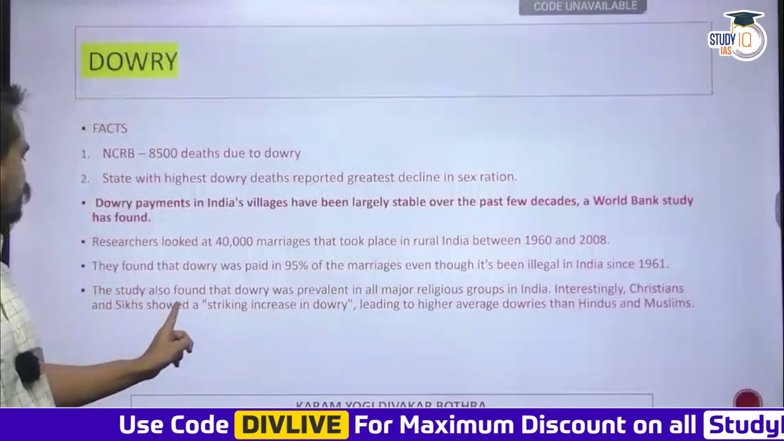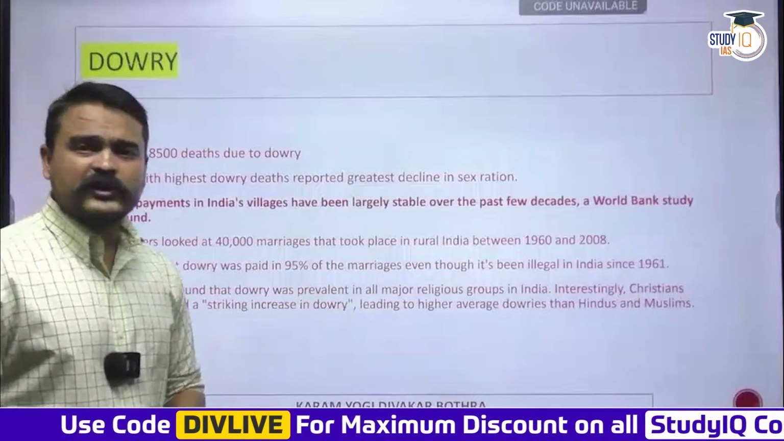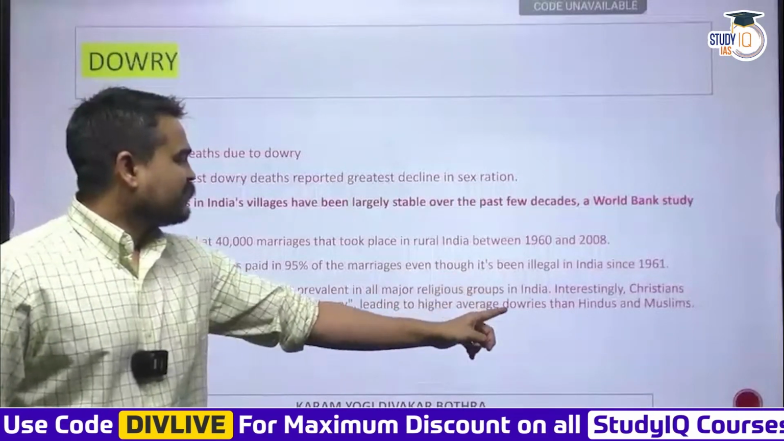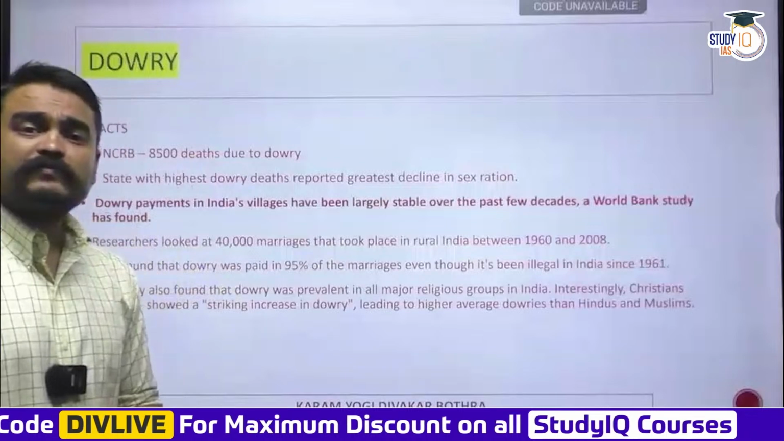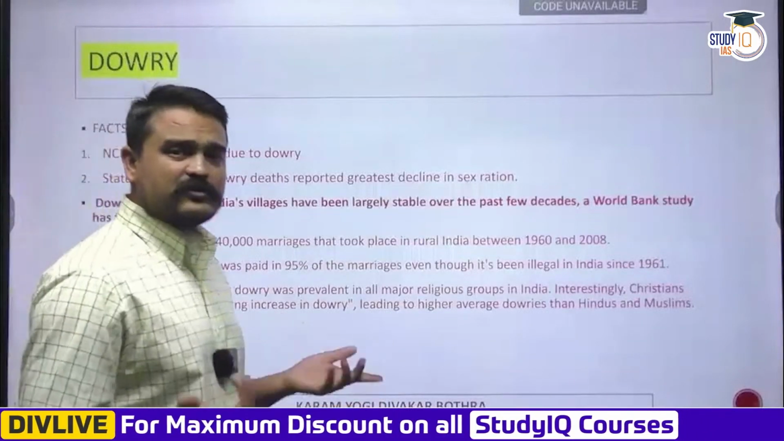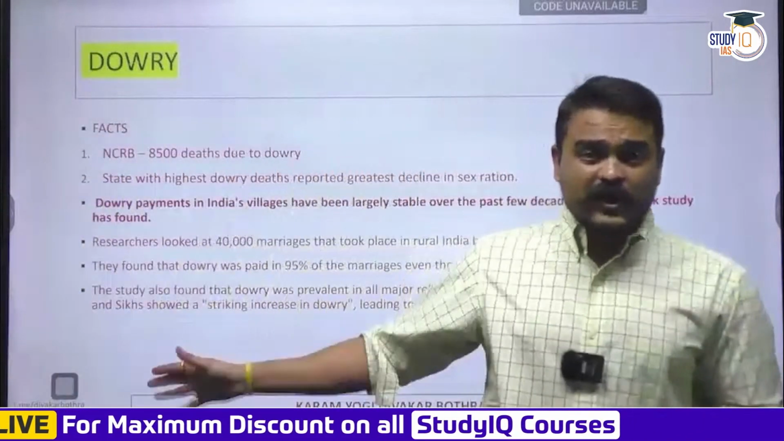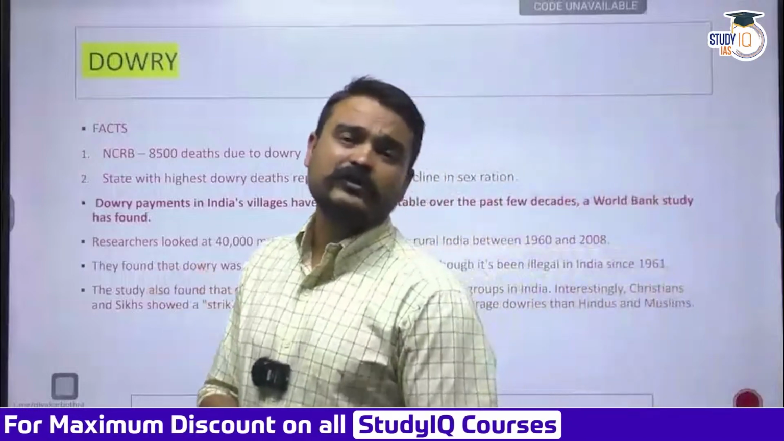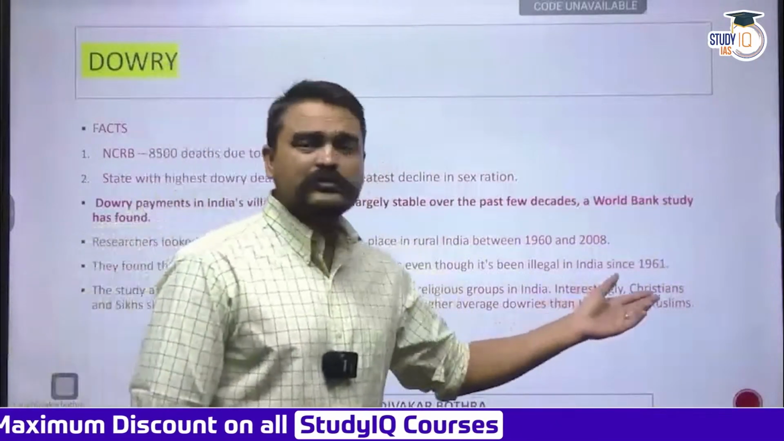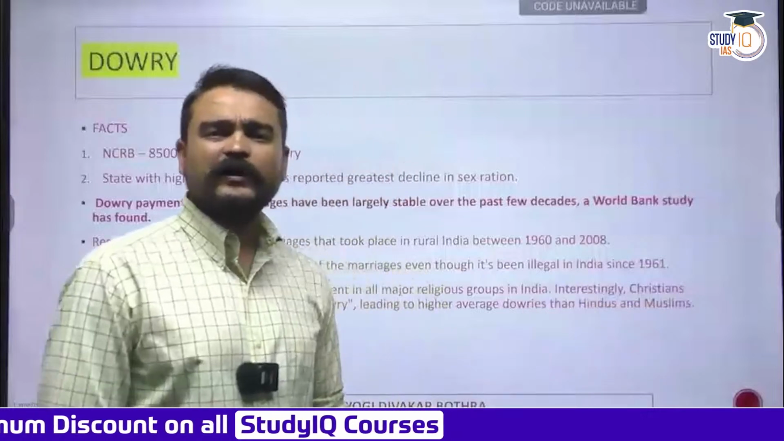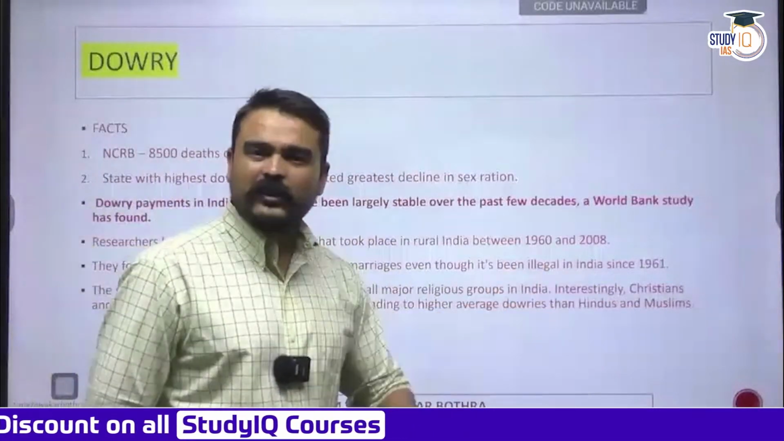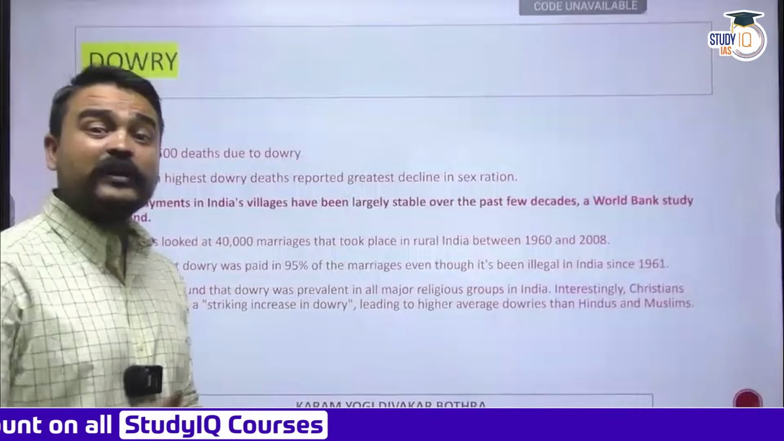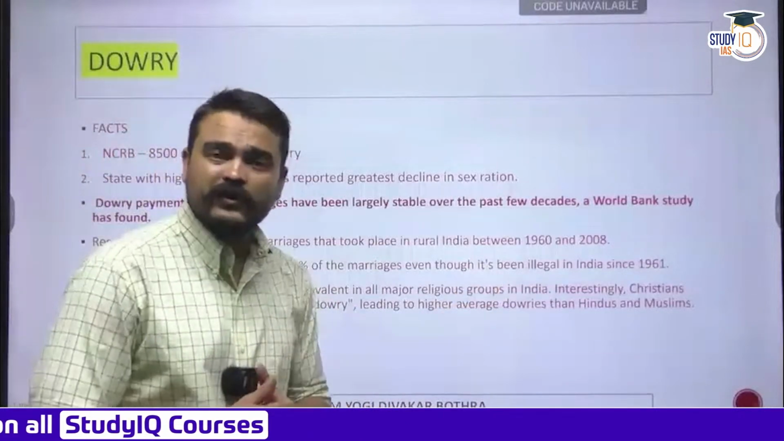Interestingly, Christians and Sikhs showed a striking increase in dowry, leading to higher average dowries than Hindus and Muslims. Sikhs and Christians had no concept of dowry, but still, dowry is highest among these communities when compared to Hindus and Muslims. Hindus had cultural practices, but these religions did not have any such cultural practices. They are now taking the highest forms of dowries.